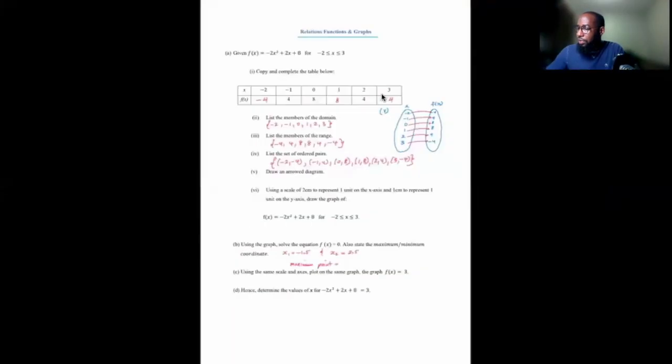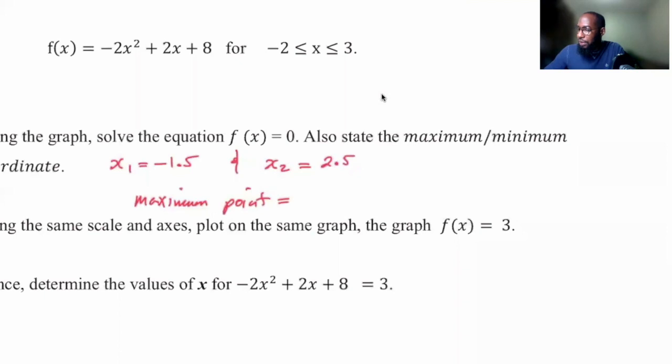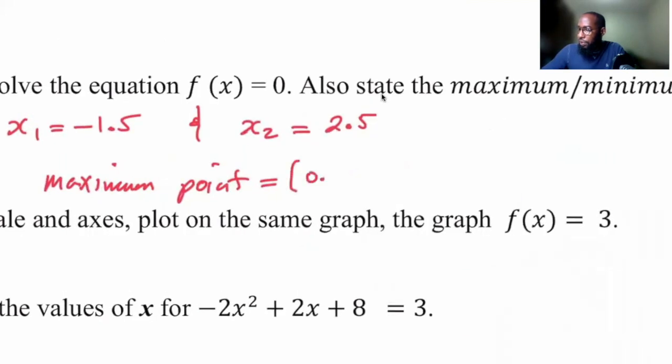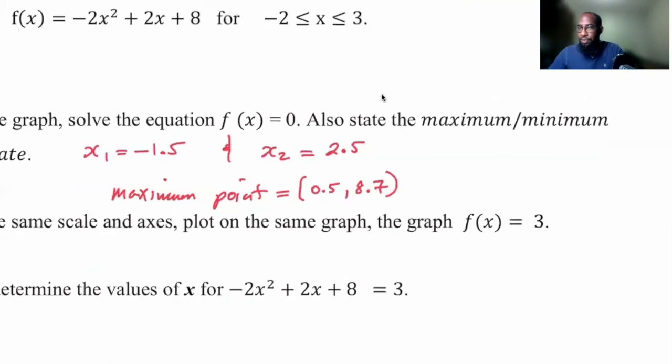So I can write that across here. Maximum point is 0.5, 8.7, according to my graph. All right, according to my graph.